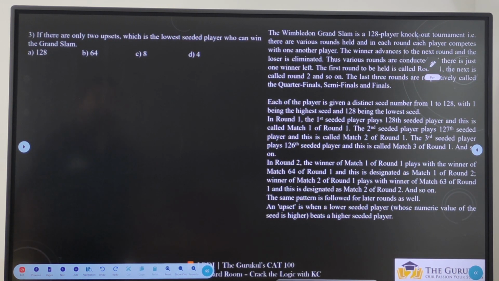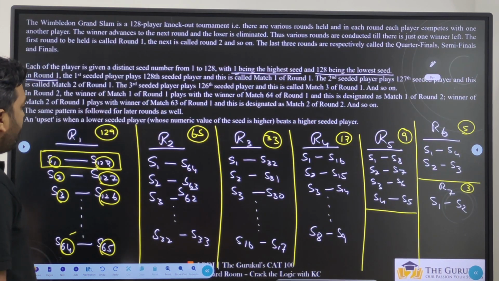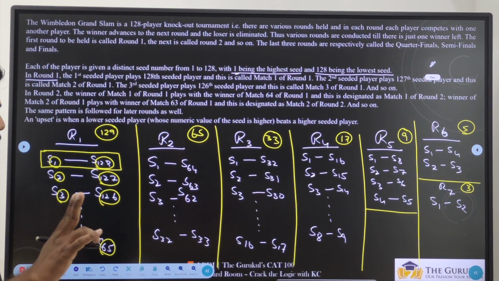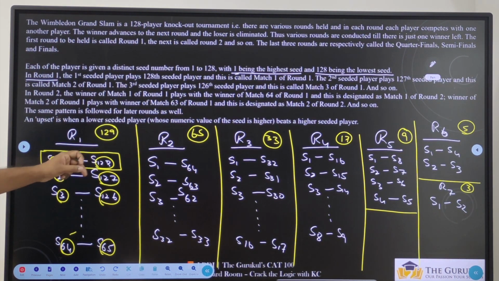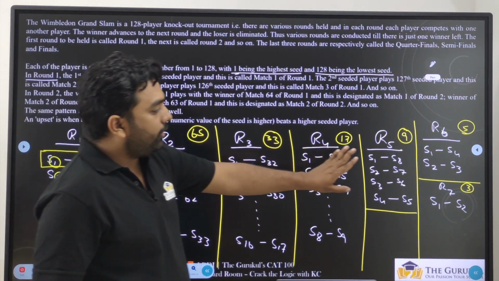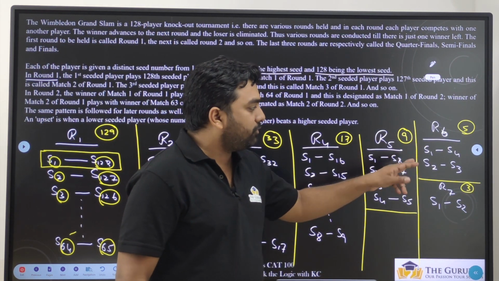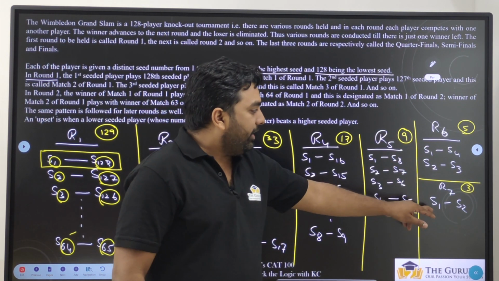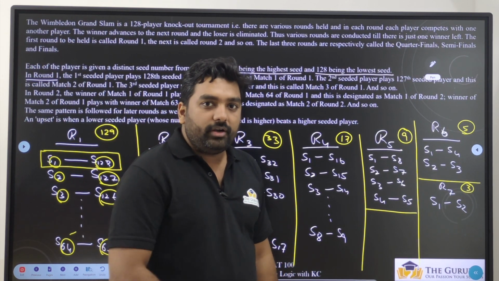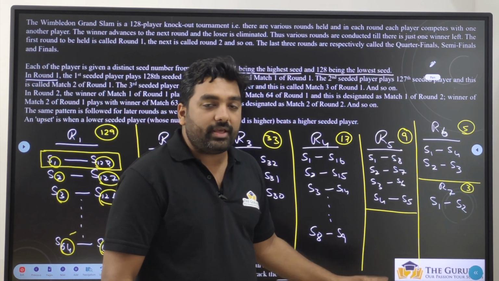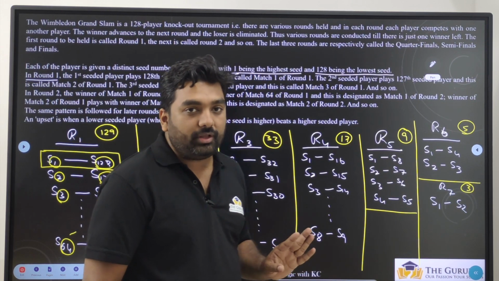Next, if there are only 2 upsets, which is the lowest seeded player who can win the Grand Slam? Okay, let's go to this table. There can be 2 upsets. Now many of you might have a doubt: if these 2 are upsets, definitely 128 and 127 will go for the last match. If they are coming till here also, at this point 128 and 127 will play with S4 and S3. Then finals will happen between S3 and S4. Definitely S3 will win the game. So S3 will be the finalist who is winning the game.